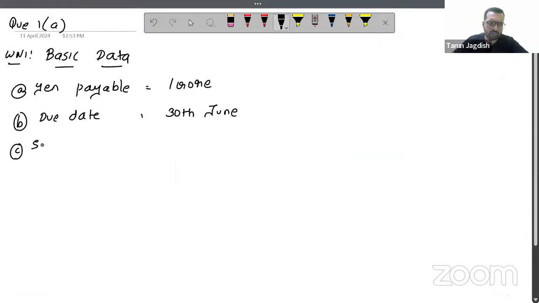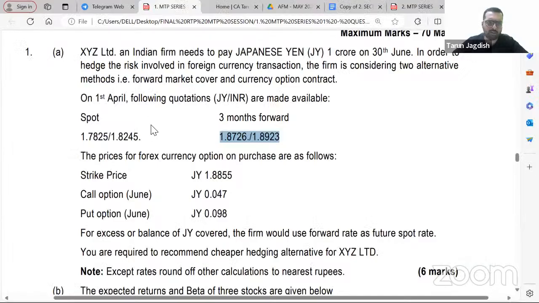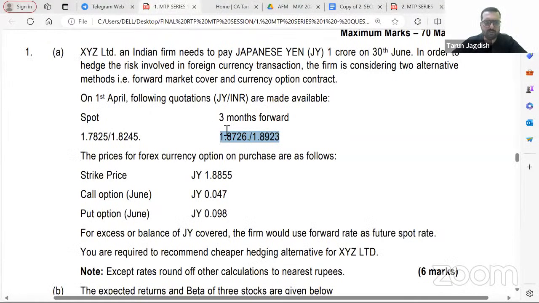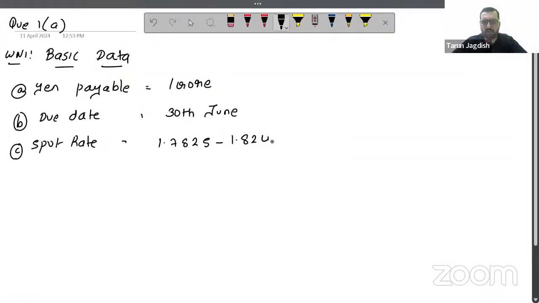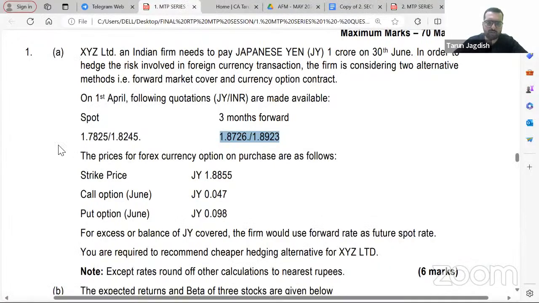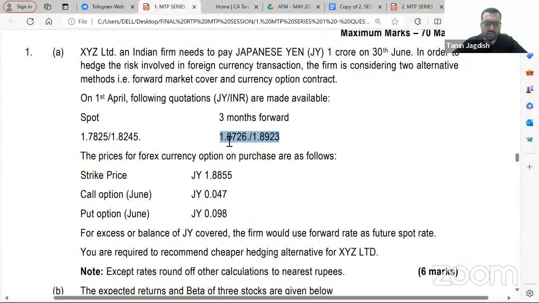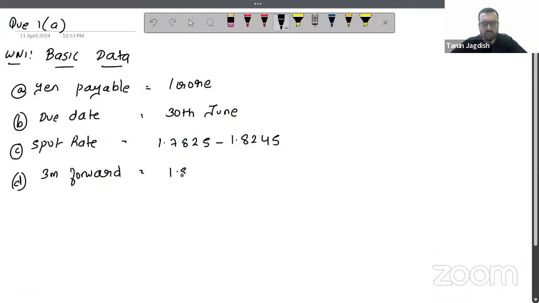And just write down spot rate. So the spot rate is 1.7825 hyphen 1.8245. All right. And the next one is what? 3 months forward rate. 3 months forward rate. That is 1.8726 hyphen 1.8923.